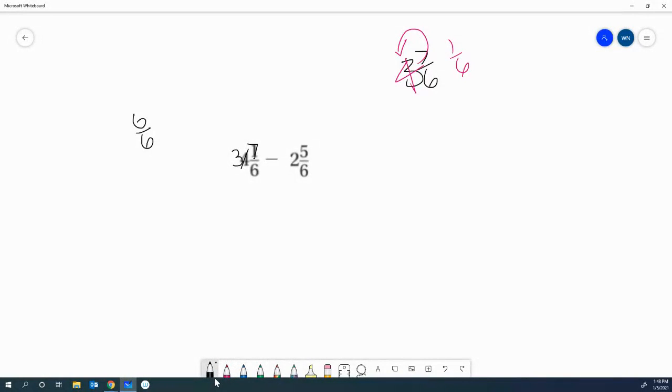So let's go back to our subtraction. We've got 3 7/6 now, minus 2 5/6. So like always, we're going to start with the fraction. 7/6 minus 5/6 is going to get me 2/6. And then 3 minus 2 is 1. 1 2/6.